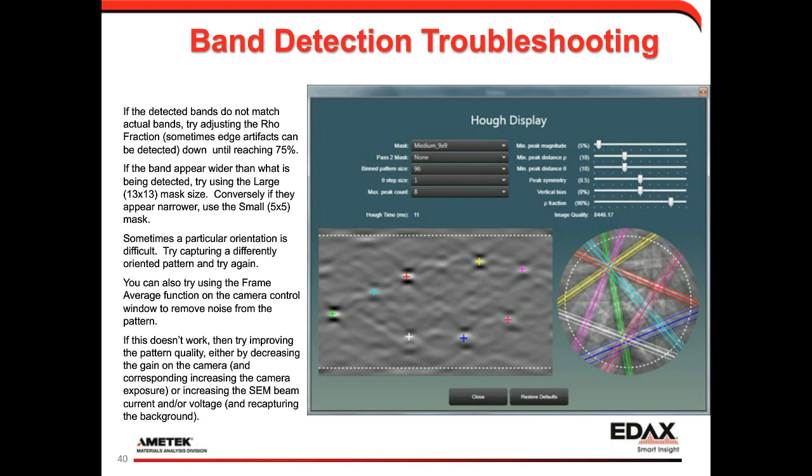The other thing to make sure of is that we have our Hough bands here. If they're wider than the area being detected, then I want to change my mask. You can see my mask here is currently a 9 by 9. So if my bands are wider than that, I want to open up my mask. If they're smaller than that, then I want to close my mask to a 5 by 5. This is to make sure that my band width is correct.